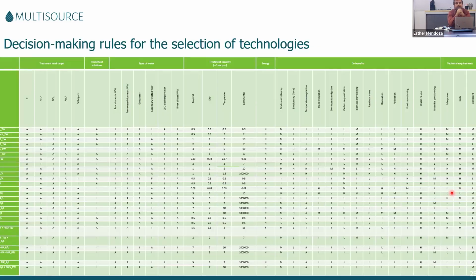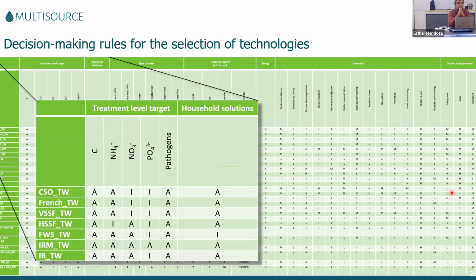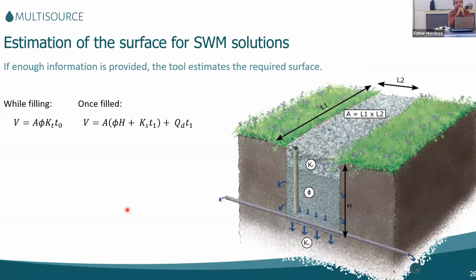So here we can see the knowledge base that is used to fit the algorithm that select the best solutions or the suitable solutions. This is mainly just a table with yes or no's. For instance, here we can see in the case of the treatment level target, the pollutants that the solution can remove. If the user selects that the solution should remove nitrates, all the solutions that are I, which stands for inactive, all the solutions that are inactive for nitrates are rejected from the list of suitable solutions. And this works the same for all the criteria that the user can define in the scenario, also for co-benefits and for operational constraints.